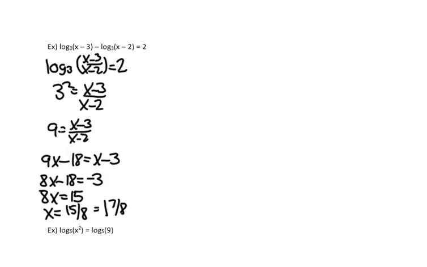If you plug in 1 7/8 to either one of these logs, it's going to be log base 3 of a negative number. Again, that does not work. The domain of logs has to be greater than 0. So what does that tell me? I have a no solution here. So always make sure you plug in your answers to make sure that they make sense. So in this case, I have a positive number that does not work.